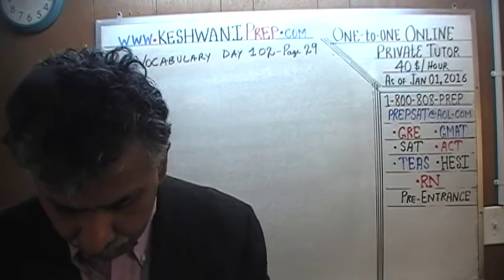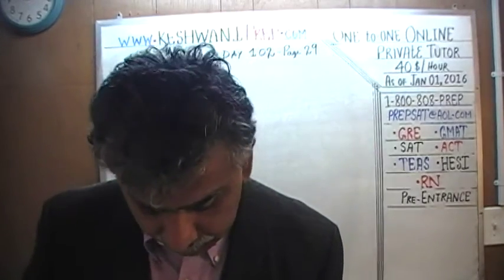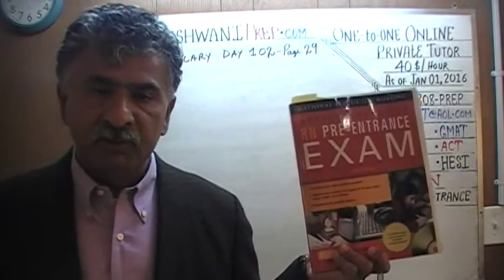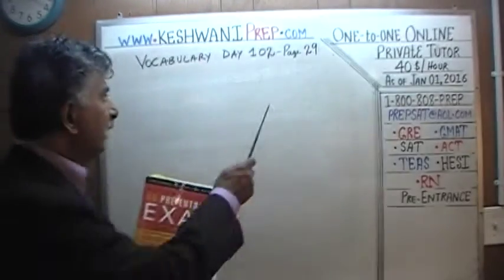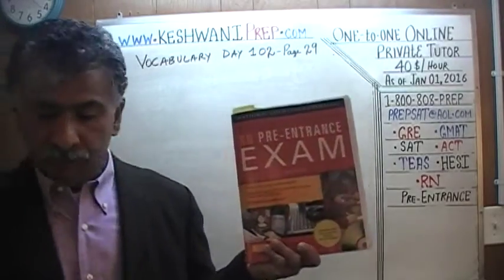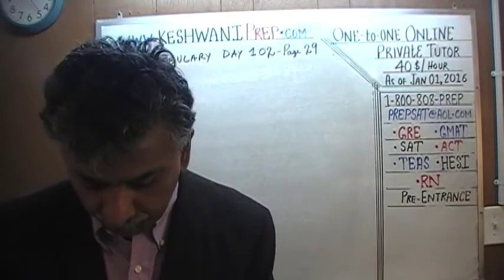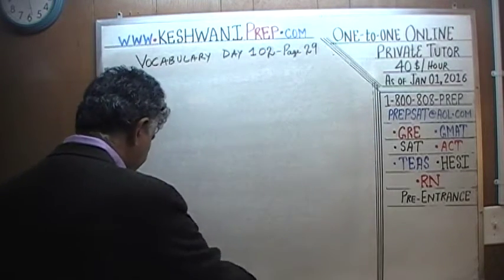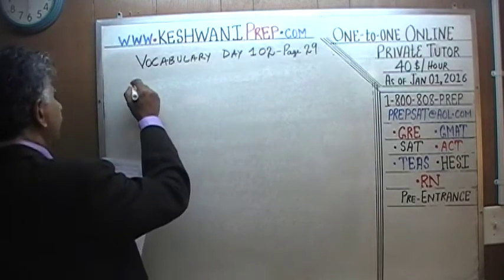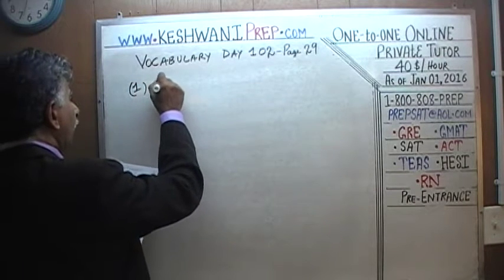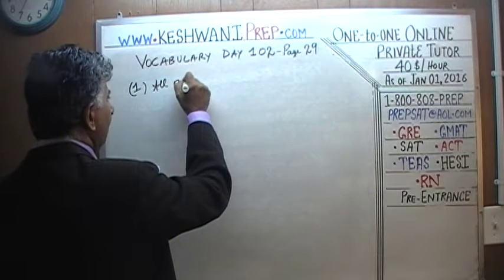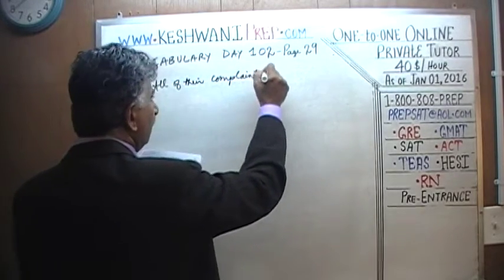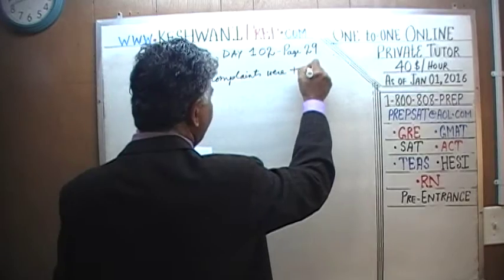The words that we're going to learn today are going to come from the section that you see. If you happen to have the book, because you're preparing for this particular exam, that's great. You can turn to page number 29. If you don't have the book, just follow me. Follow the work that I'm going to do on the blackboard. The very first problem goes something like this. It says, number one, all of their complaints were trivial.